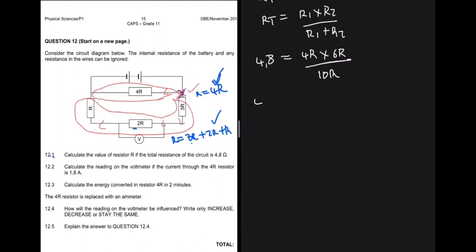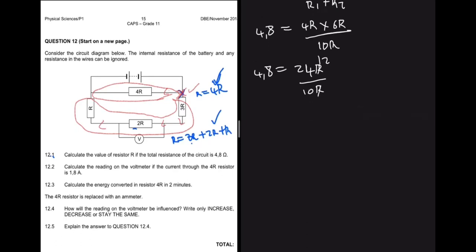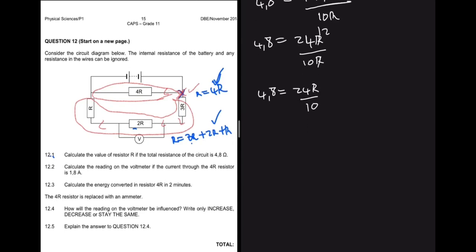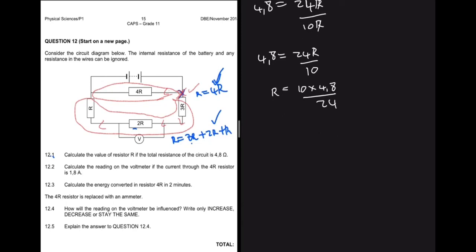So now we have 4.8 being equal to 24R squared divided by 10R. So R and R cancel out, so we're only left with 1R here. So we're going to have 4.8 equals 24R divided by 10. So if you solve this, you get R equals 10 multiplied by 4.8 divided by 24. And if you punch that in your calculator, you're going to get R being equal to 2 ohms, and you have essentially solved your problem.